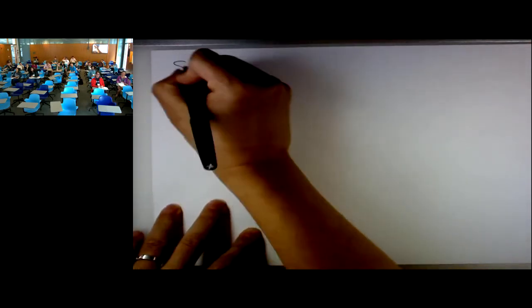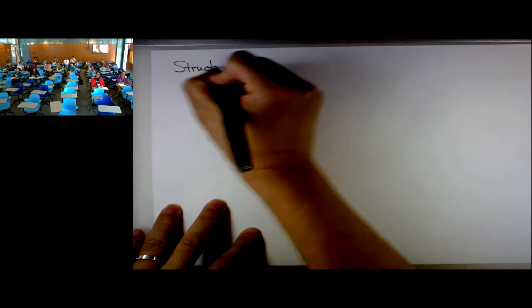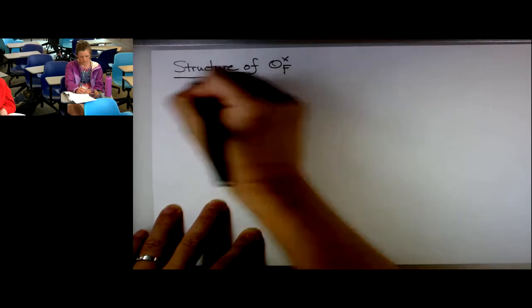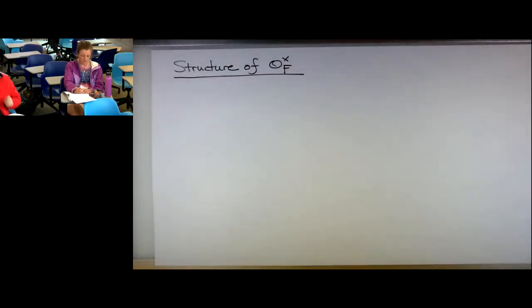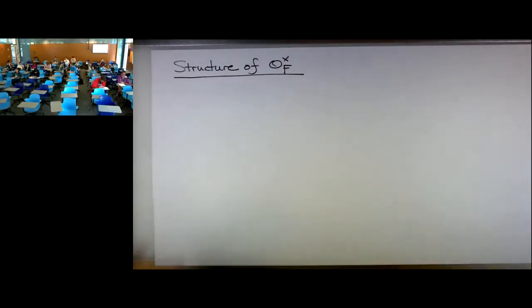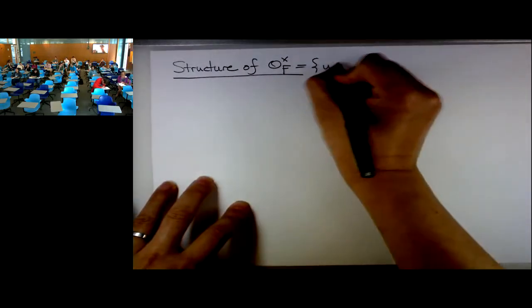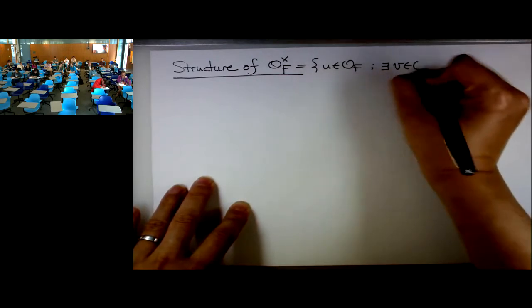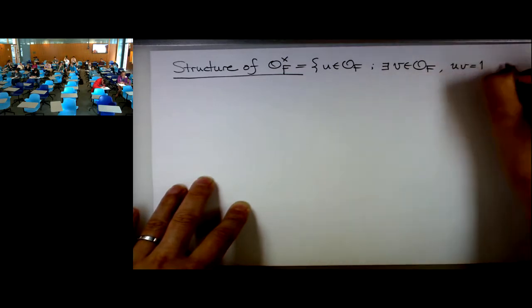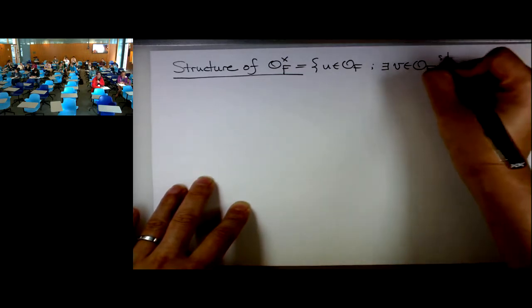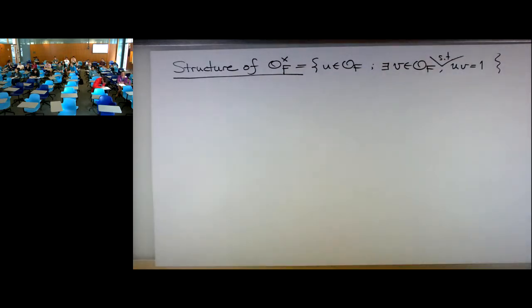Okay, so now we've talked about the ideal class group. Now I want to talk about another very important arithmetic information about the ring of integers, the units in here. We're going to define it. So this is all the elements in OF such that you can find another element with a multiplicative inverse. You can invert it.